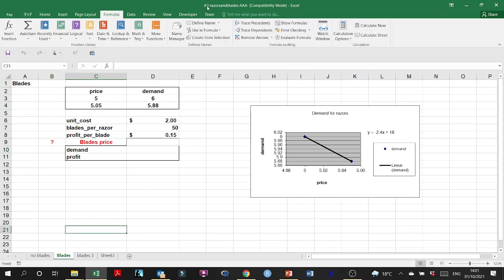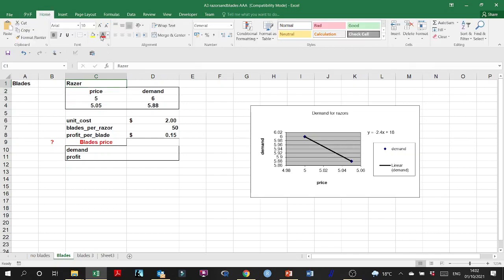So please head to the Excel file, and yours won't have the answers. Over on the blades sheet, you would take a look and see our hypothetical example. In our hypothetical example, we have information or pieces of data for two different products. The first product here is the razor. So I'm going to add razor here. So this is the razor, the information about a razor.